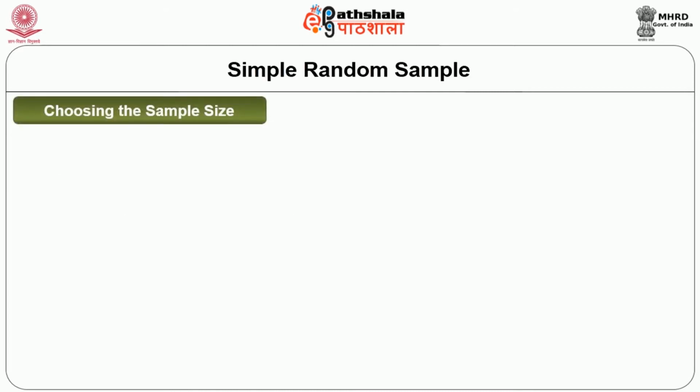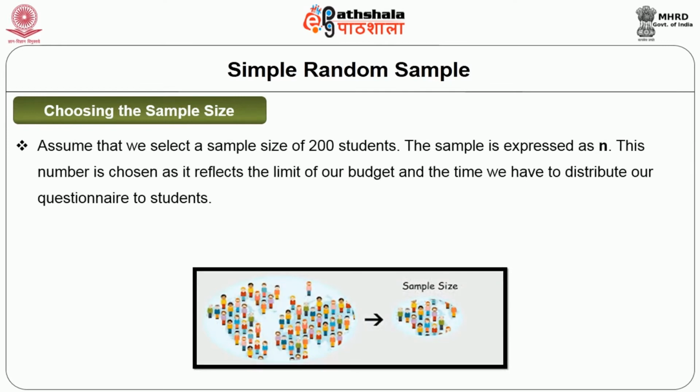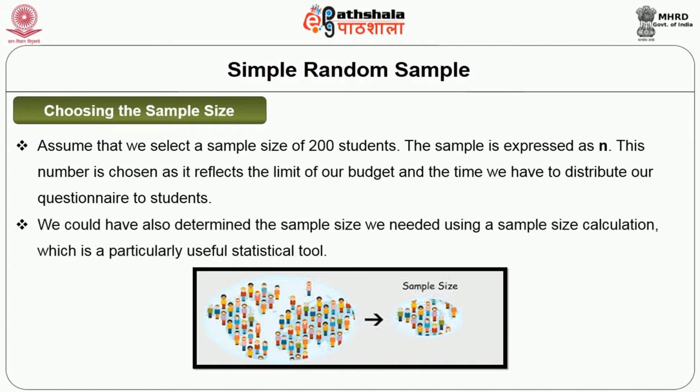Next is choosing the sample size. Let's assume that we select a sample size of 200 students. The sample is expressed as small n. This number is chosen as it reflects the limit of our budget and the time we have to distribute our questionnaire to the students. However, we could have also determined the sample size using a sample size calculation, which is a particularly useful statistical tool. Choosing the right sample size, which is highly essential for desired results, is very important as it can reflect on the entire research.